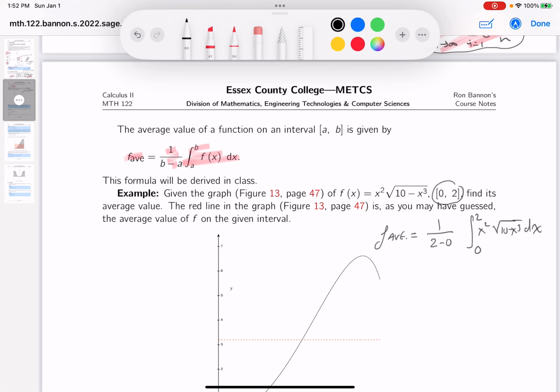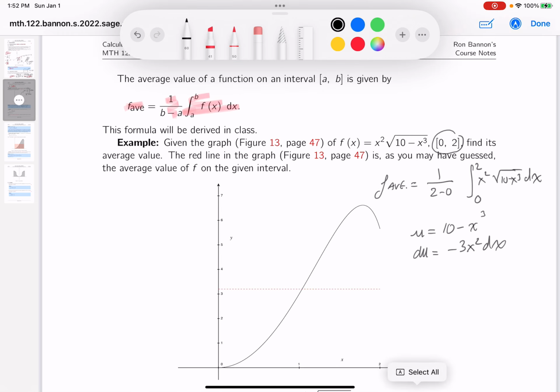Well, I got some work on my hands over here. And the work I have to do is, I actually integrate it, and it doesn't look like something I recognize, but I'm going to say u substitution to the rescue. And I'm going to say u is equal to 10 minus x cubed. Du would equal, let's see, minus 3x squared dx. Let me see if I could write that down now. F average, AVG. Oops, sorry about that. I'm so used to writing F of.